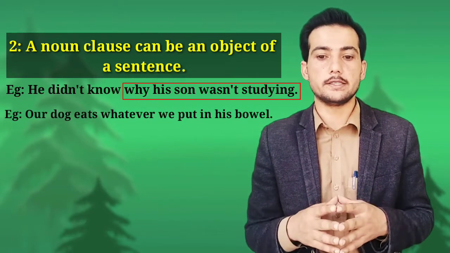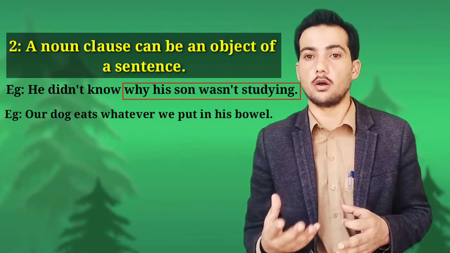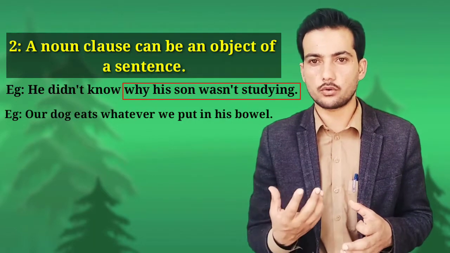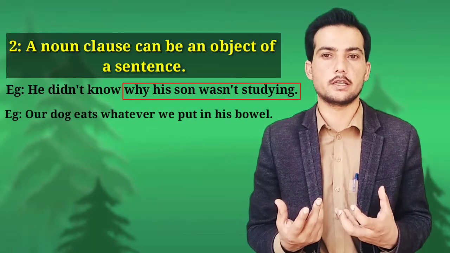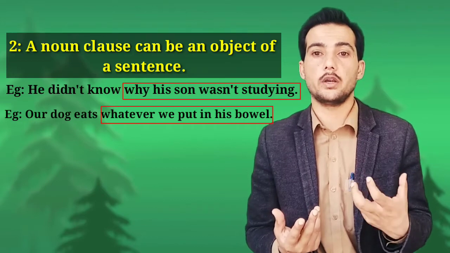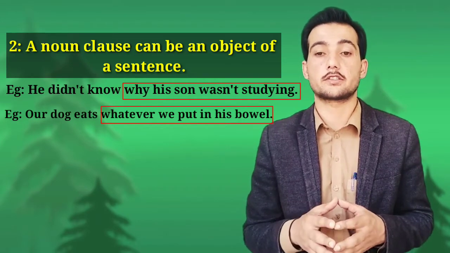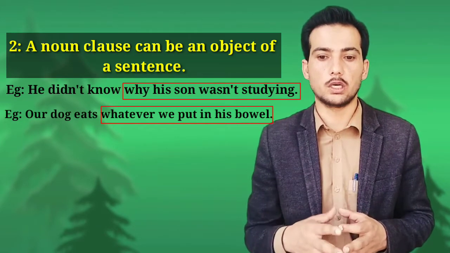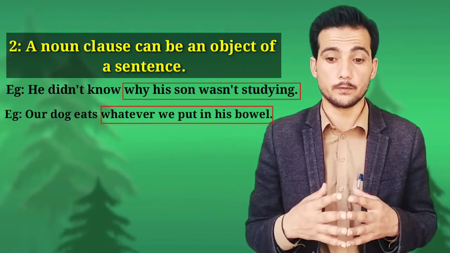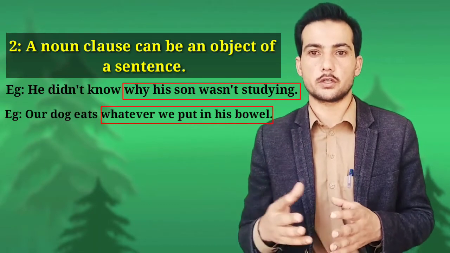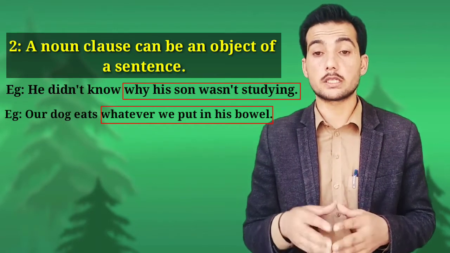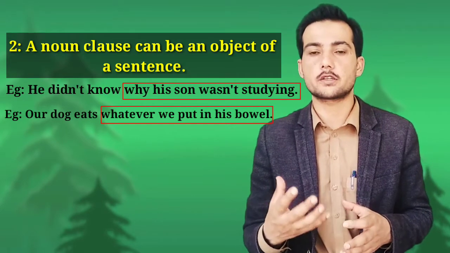Our dog eats whatever we put in his bowl. So again, it consists of a noun clause, and as we said earlier, a noun clause starts with words like whatever, how, where, that, etc. So here it starts with the word whatever, and after that it consists of a subject that is we, and a verb that is put. So again, it is a noun clause, and here it functions like the object of a sentence.